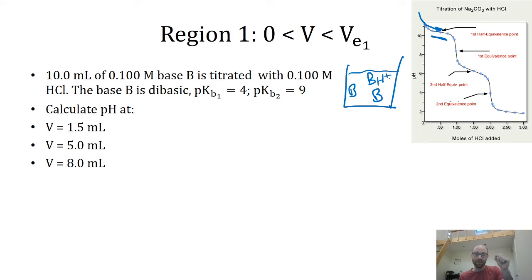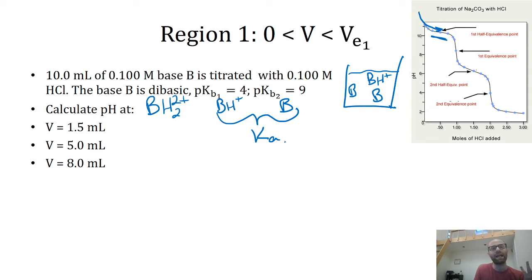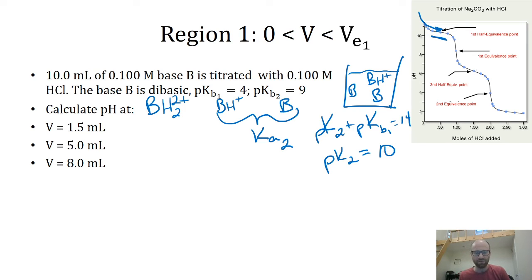I'd rather spend the energy at each step to translate everything into acid terms to make sense of it, rather than accidentally flip one equation or use one wrong number. It's another level of thought, but I feel like it works better. If we consider that our fully acidified form is BH2 2+, our intermediate is BH+, and our fully deprotonated form is B, this buffered system is actually using these 2 forms, which would be governed by Ka2. Keep in mind that the first protonation and the last deprotonation are related, so pKa2 plus pKb1 equals 14. So our pKa2 here is 10. Our pKa1 is going to be 5, but we're not going to use that yet.